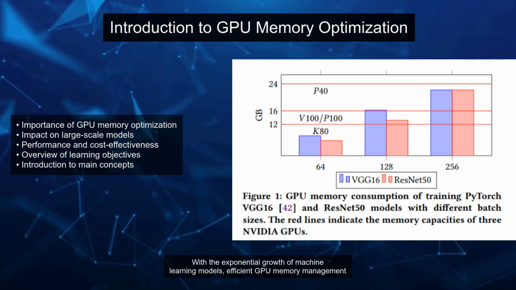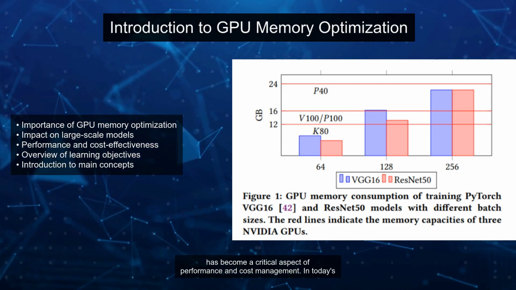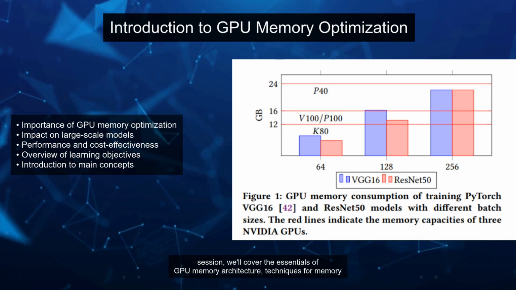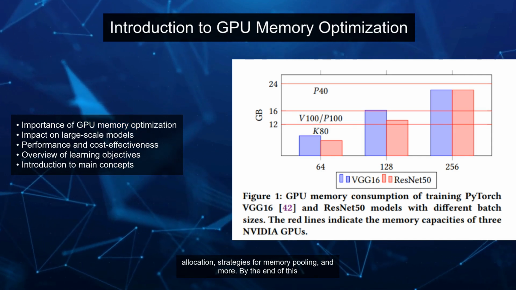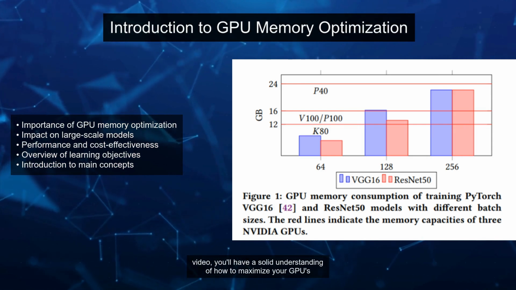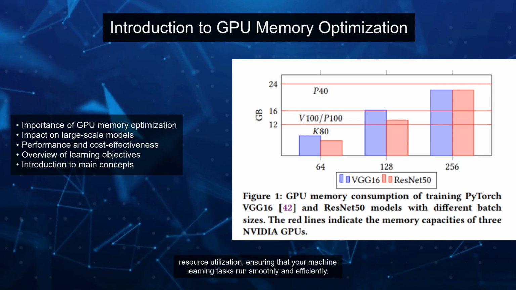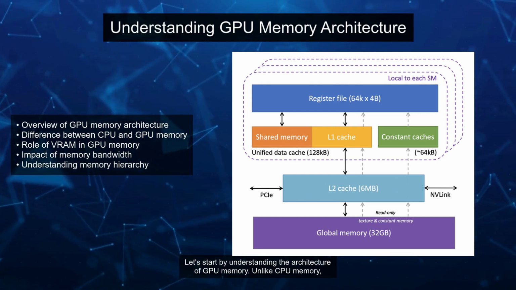With the exponential growth of machine learning models, efficient GPU memory management has become a critical aspect of performance and cost management. In today's session, we'll cover the essentials of GPU memory architecture, techniques for memory allocation, strategies for memory pooling, and more. By the end of this video, you'll have a solid understanding of how to maximize your GPU's resource utilization, ensuring that your machine learning tasks run smoothly and efficiently. Let's start by understanding the architecture of GPU memory.